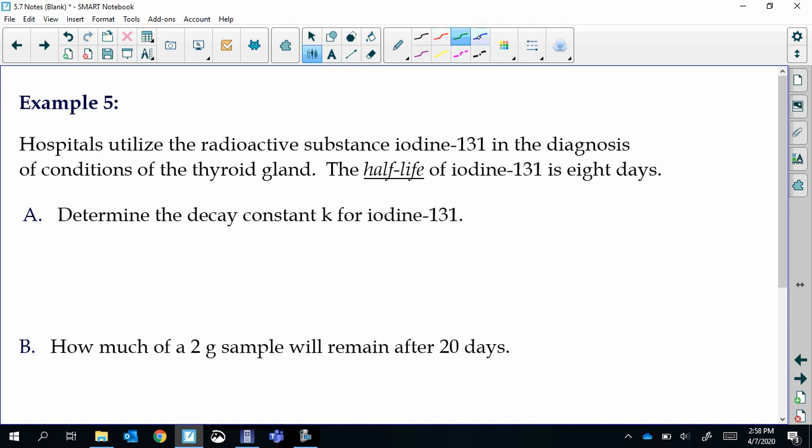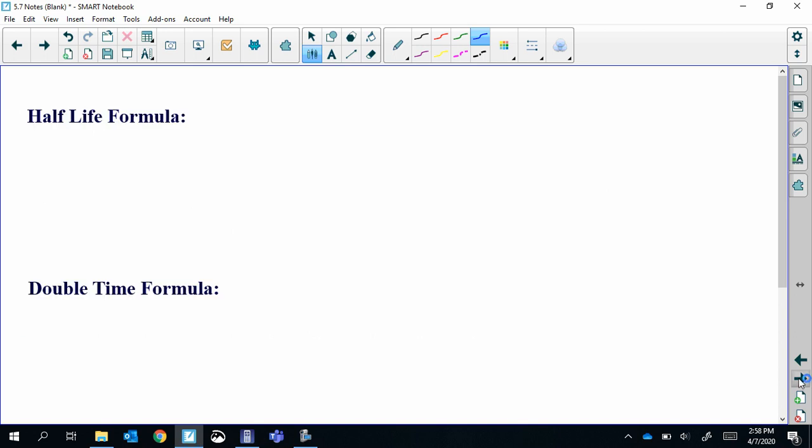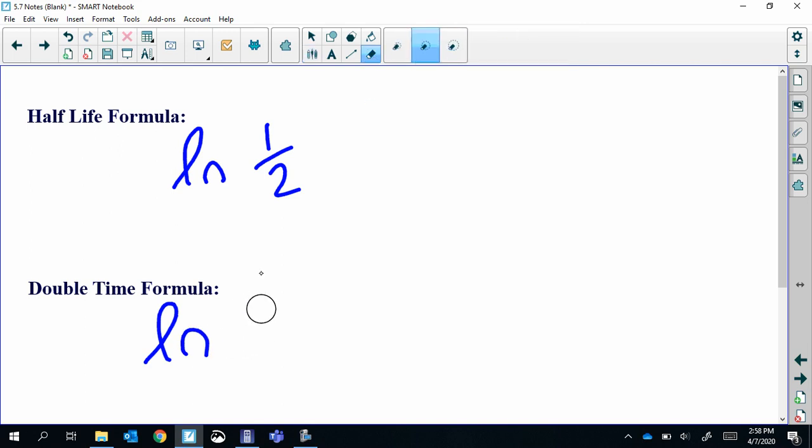All right, last example, and then we'll just wrap a couple things up. So the half-life of iodine is 8 days, so determine the K constant. So let's actually go ahead and jump to our last part right here. Half-life formula and double time formula. You can summarize these two things. We did these both. A little bit today, a little bit yesterday.